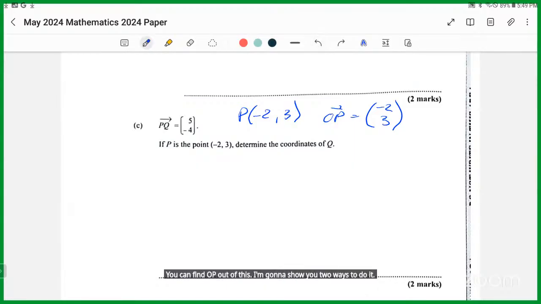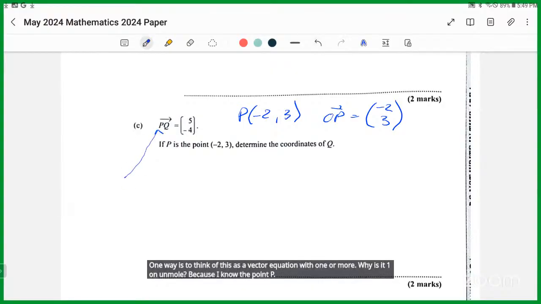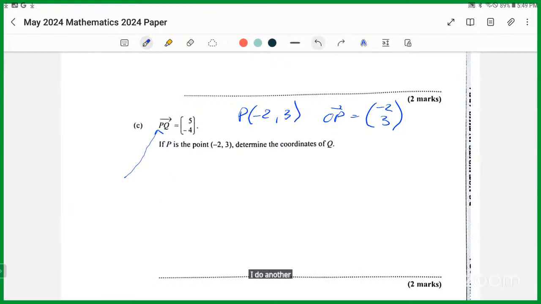One way is to think of this as a vector equation with one unknown. Why is it one unknown? Because I know the point P. I don't know the point Q. So it has one unknown. Any equation with one unknown can be solved. In vectors, you solve an unknown position vector by splitting out the displacement vector into position vectors.